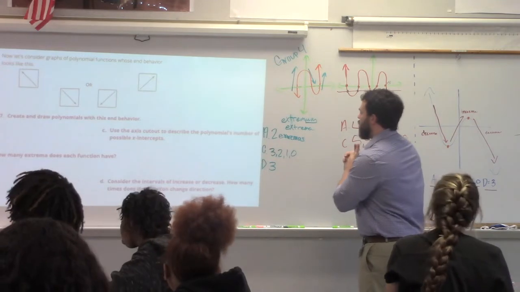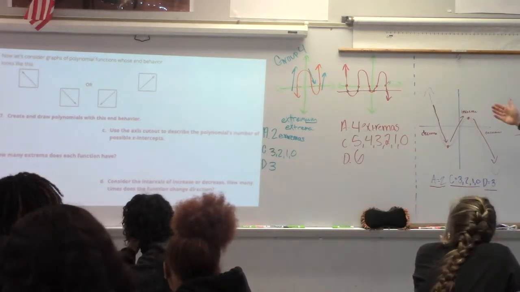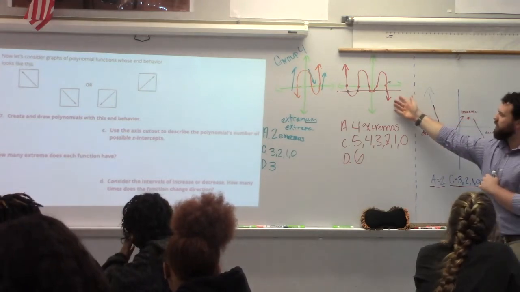All right. Moving beyond that, though, right? So cubic, we see 2 extrema. This, what type of polynomial might this one be?